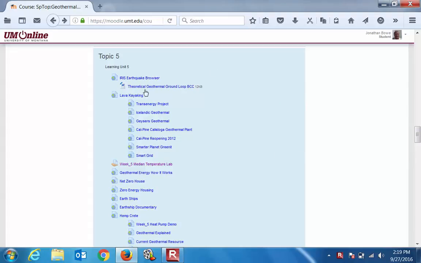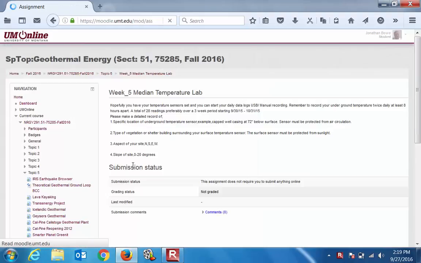I want to make sure that you've taken a look at week 5 of your medium temperature lab. I need to update this to the year 2016. I'll do that this evening. What's important is that hopefully you have your temperature sensors, and you can start your daily data logs. Don't worry if you don't have your thermometer set already, but do start thinking about that and work towards getting a site.